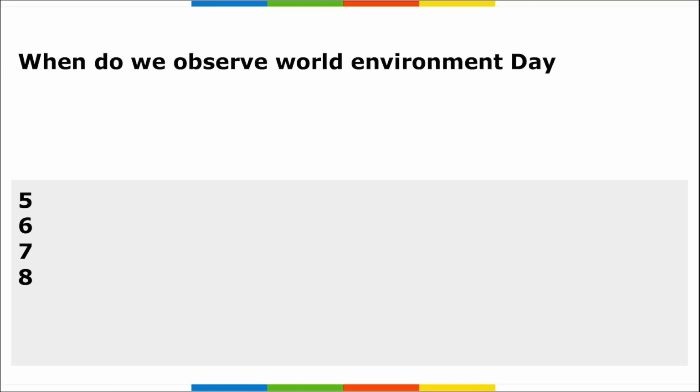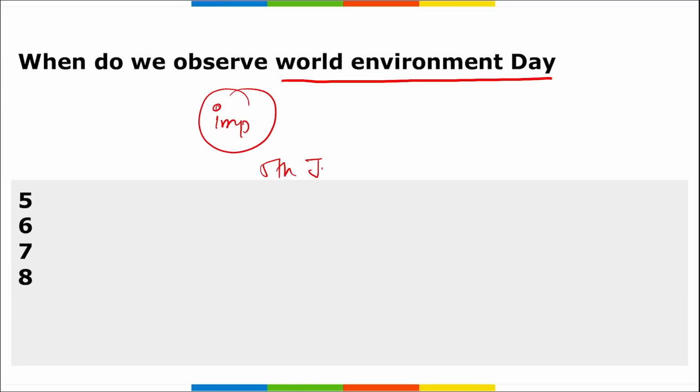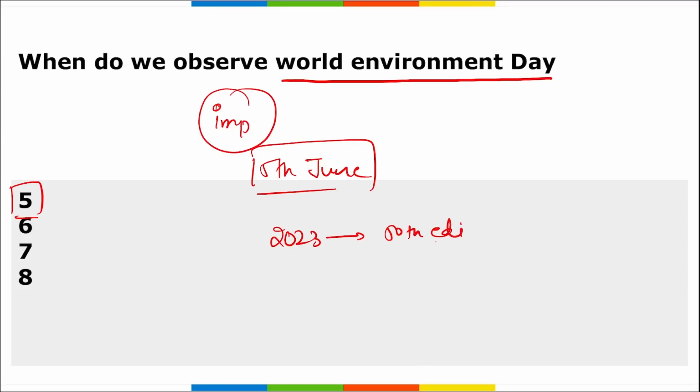Next, when do we observe World Environment Day? And this is one of the important questions, right? So on 5th of June, every year we observe World Environment Day, right? Remember, this year in 2023, it was the 50th edition of World Environment Day that we observed. There is a theme that you need to remember, that is solution to plastic pollution.